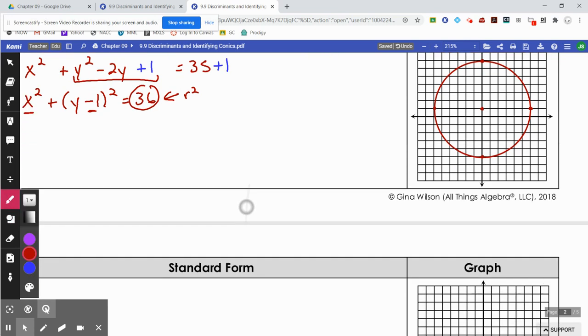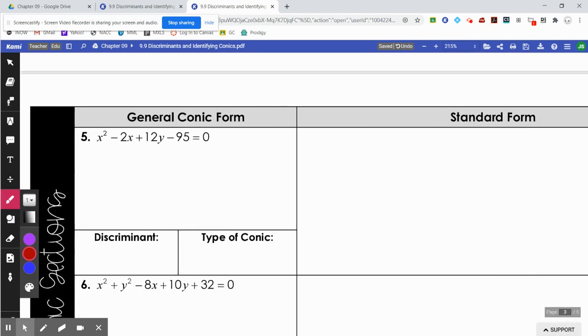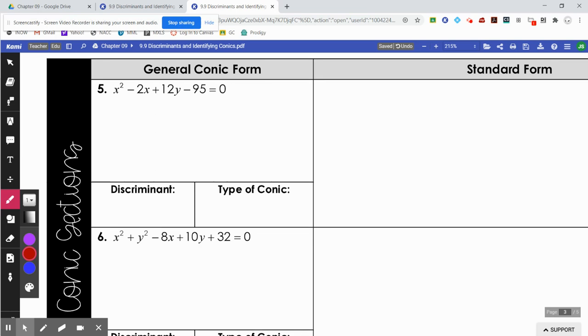Okay, the next one. b squared minus 4ac first. So b squared is 0 minus 4 times a is 1, so that's going to be 4 times 1 times c. Notice there's no c term. There's no y squared term. So therefore, my discriminant is 0. That's going to be a parabola. Again, the giveaway is you have x squared but no y squared.